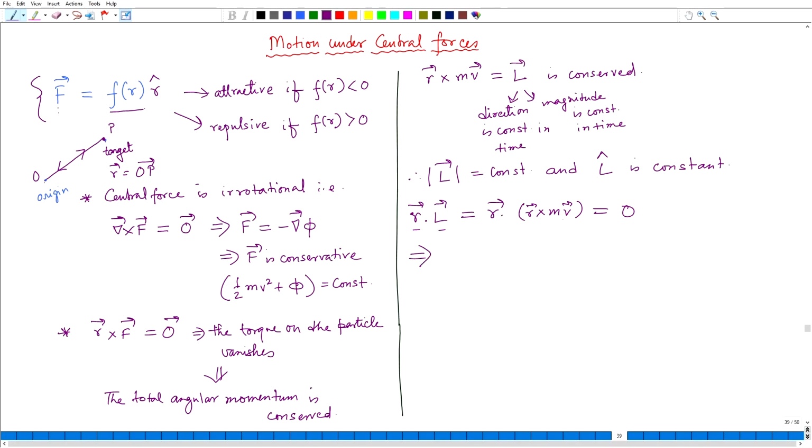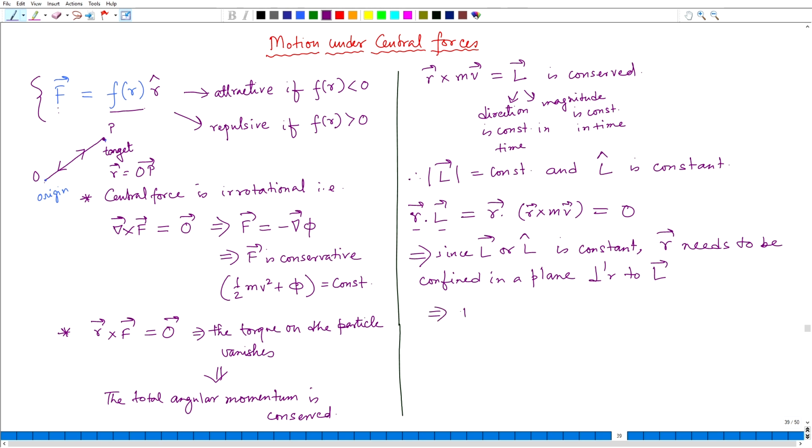So, the immediate conclusion from that is, since L or L cap is constant, R needs to be confined in a plane perpendicular to L. And that means that the motion must take place in a plane, in a 2D plane actually.